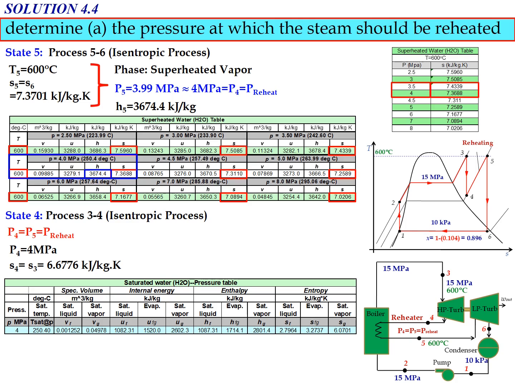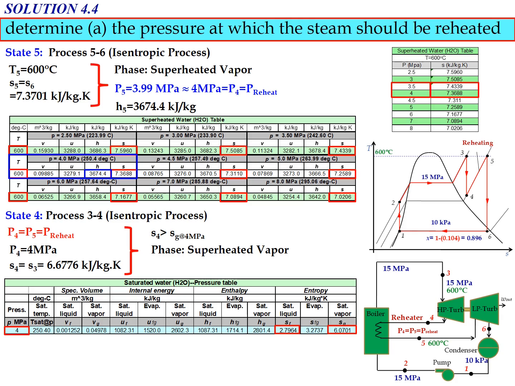Because we are still not sure of the phase for state number 4, we can use the saturated water table based on pressure to check the phase for state number 4. So at 4 megapascal, determine the values of SF and SG, because we have the information in terms of the S4 value. SF equal to 2.7964, SG equal to 6.0701. So make a comparison of the SF and SG values with the S4 value. S4 is greater than SG, so the phase for state number 4 will be in the superheated vapor region.